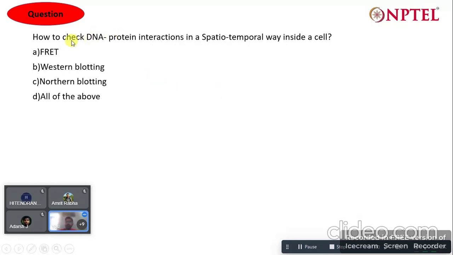So, how can we check DNA-protein interactions in a spatiotemporal way inside the cell? Here are the options. Can anyone take a guess? Sorry, can you repeat? Sorry, I could not understand. FRET, option A. Okay, anyone else?